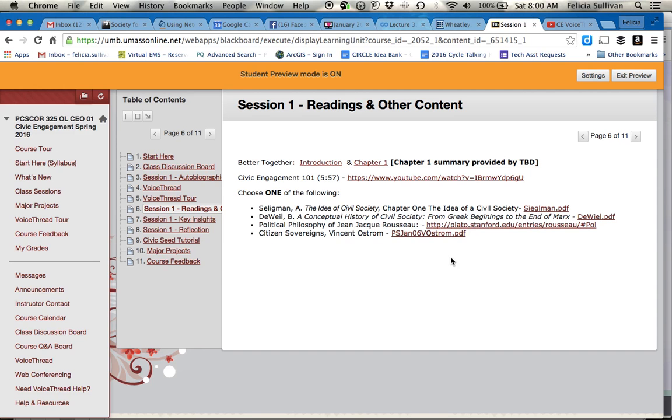And I will warn you that these are rather academic and fairly dense. The main thing is for you to just read through them and see what kind of ideas you get out of one of these. So pick the one you think is most interesting and read it. So those are the readings. Again, someone will summarize chapter one. Again, that will be done through the sign-up sheet.